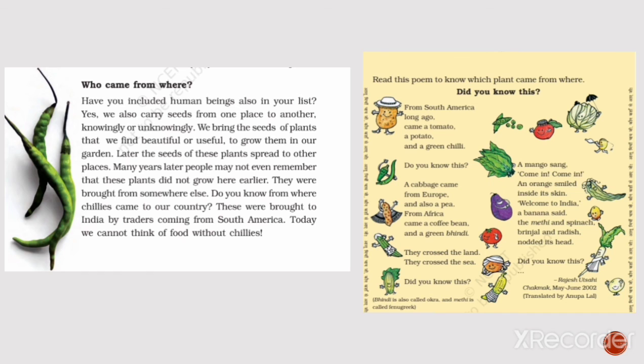Did you know this? So, tomato, potato, and green chili came from South America. Pea and cabbage are from Europe. Coffee bean and green bindi are from Africa. These vegetables were brought to India by traders.